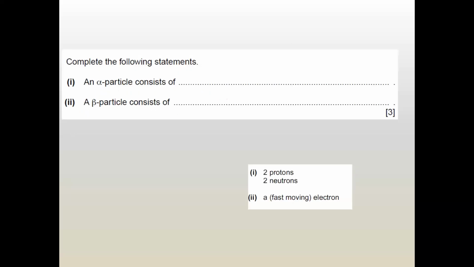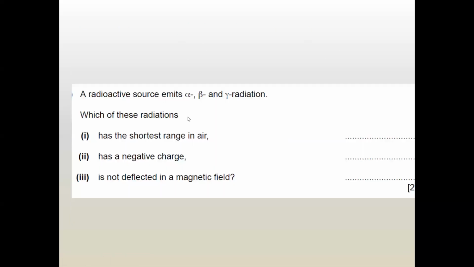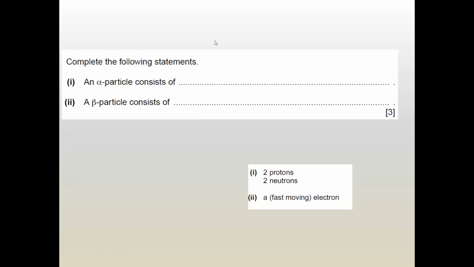Complete the following statement. Alpha particle consists of... again, this is related to the table. What does an alpha particle consist of? It consists of 2 protons and 2 neutrons. What does beta consist of? Beta consists of a fast moving electron.